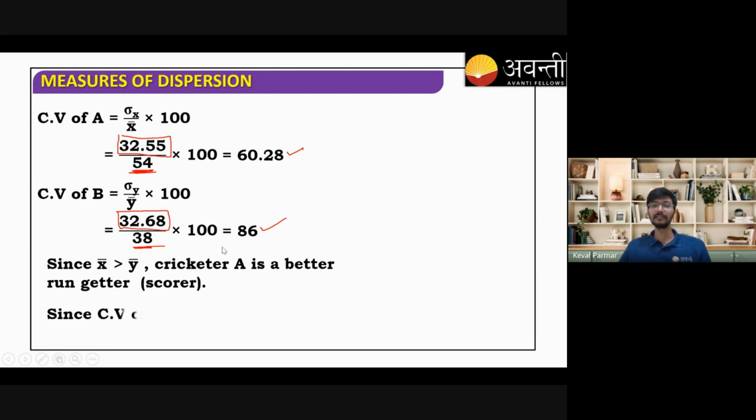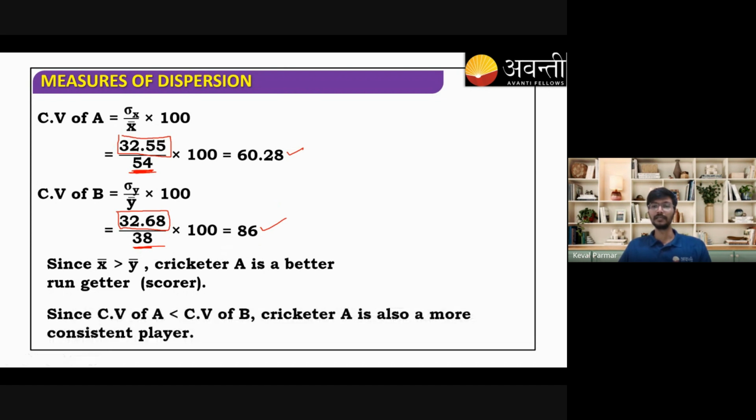But who is more consistent? More consistent is cricketer A. In this case, both of them are the same. Why? Because his mean is also greater and his coefficient of variation is also less. But as I gave you an example, this might not be the case every time. So here, 100% the choice should be A, right?